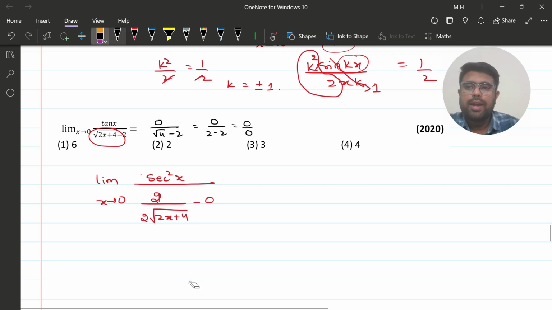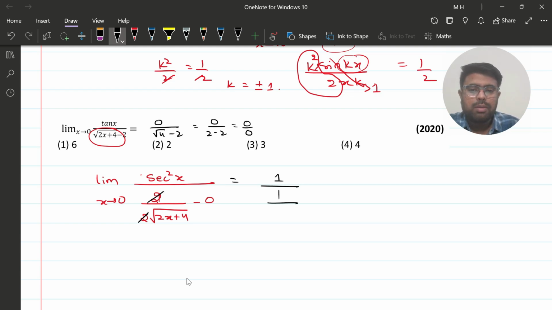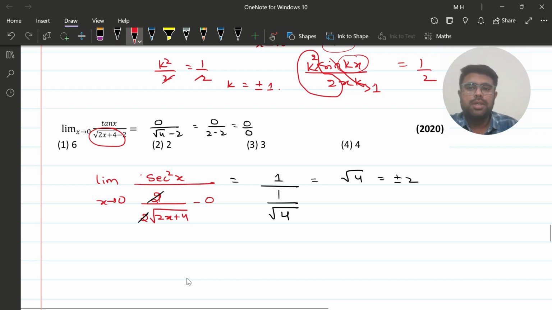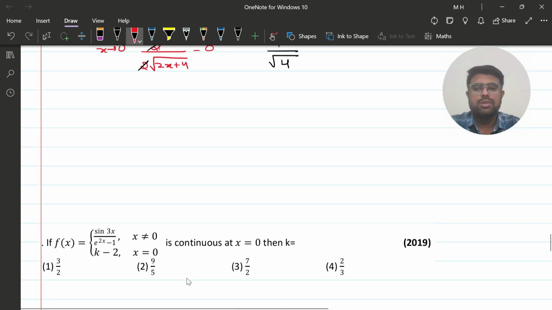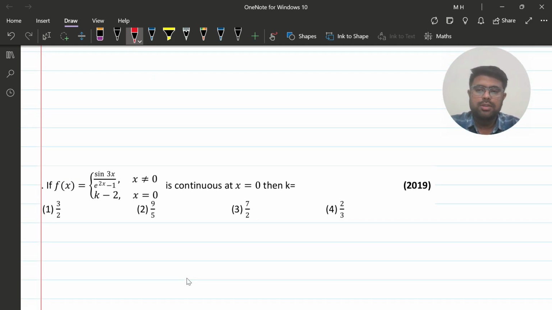Okay, now I'll try to put x equal to 0. You can see 2 and 2 will get cancelled out. If I put x equal to 0, sec 0 is 1, so it is going to be 1 divided by 1 by root of 4. So it is going to be root 4, which is plus or minus 2, but in the options you have only the positive 2, so it must be the plus 2, that is option 2. Okay, the answer is also 2, the option is also 2, everything is 2.